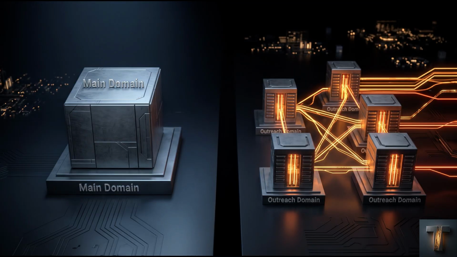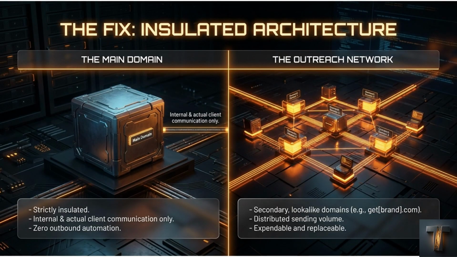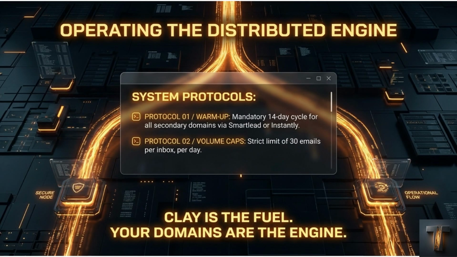To use Clay safely, you must build an insulated outbound infrastructure. You need to buy separate secondary domains that mimic your main brand name. You must warm them up for at least 14 days using platforms like SmartLead or Instantly, and limit each inbox to a maximum of 30 emails per day. Clay is the fuel, but your email infrastructure is the engine. If the engine is broken, the quality of your fuel doesn't matter.